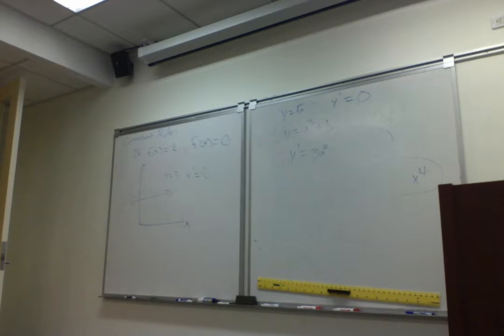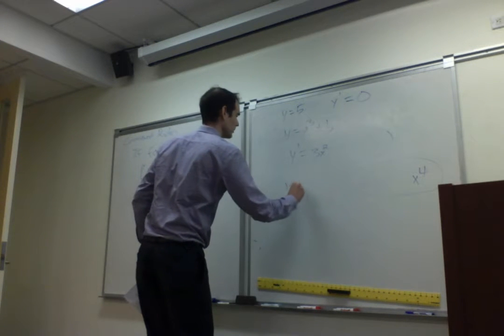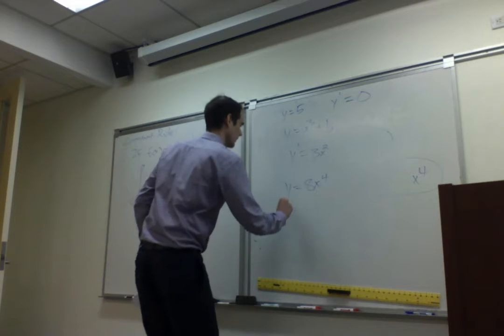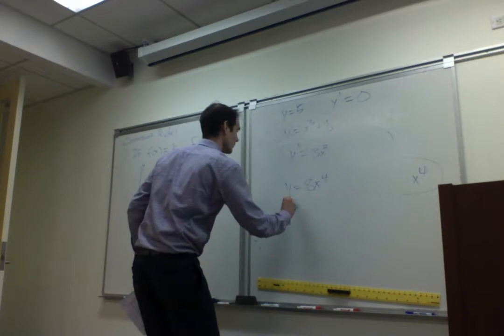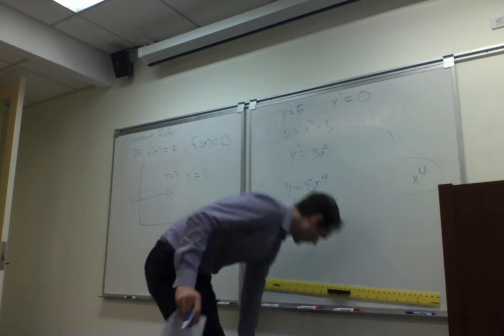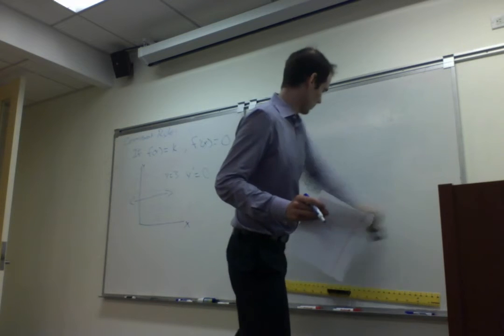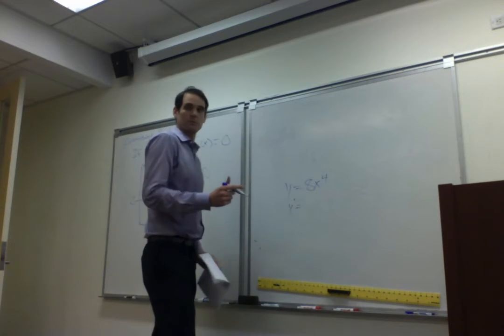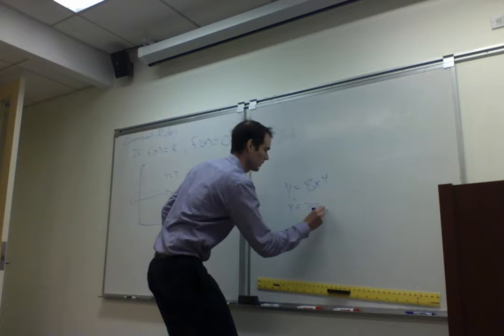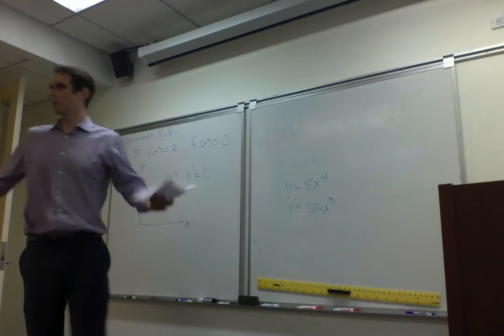Example 3. Actually, don't look at it. Turn your heads. Let me write it down. y equals 8x to the 4th. Tell me what y prime equals. 32x to the cubed. Yeah, good.